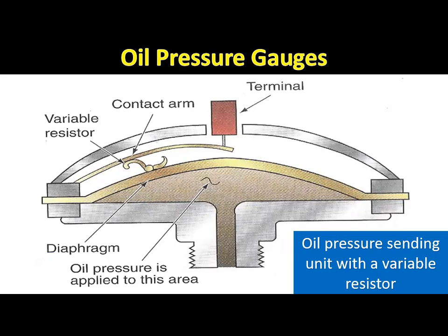A second type of oil gauge is a mechanical system. With this type of gauge, oil is piped to the gauge itself, and the pressure works similarly to any other air or fluid pressure gauge.